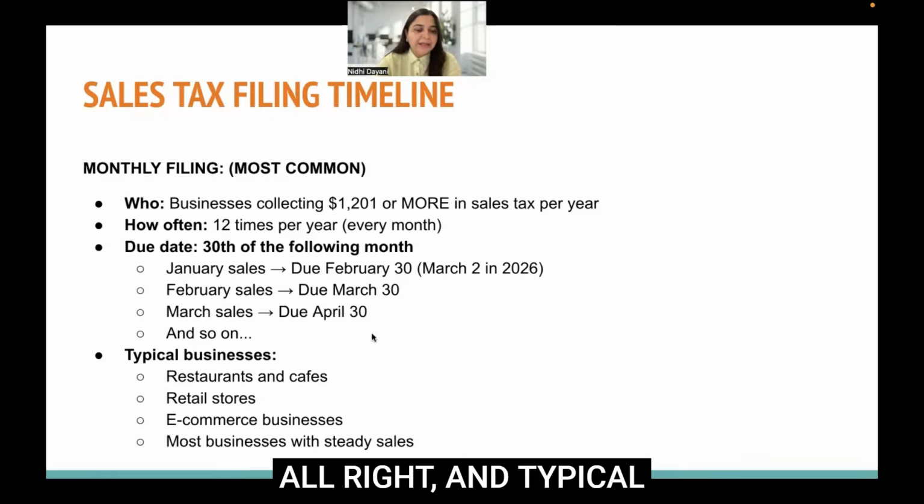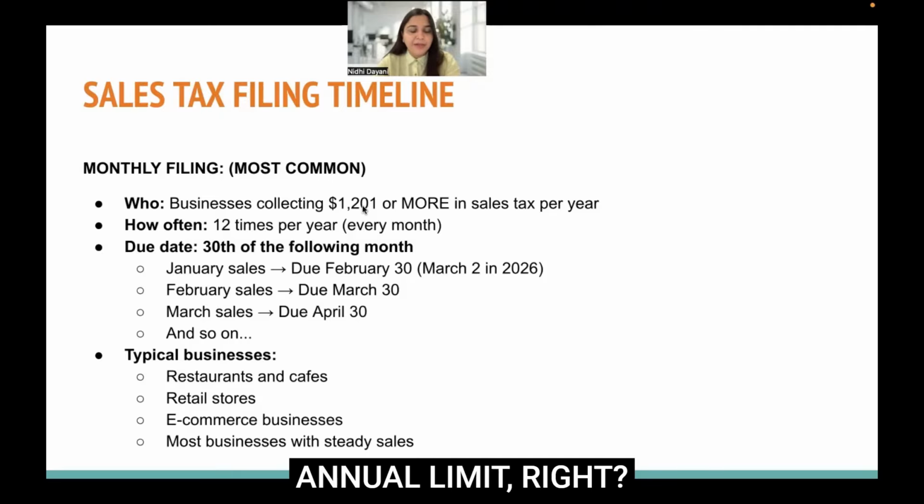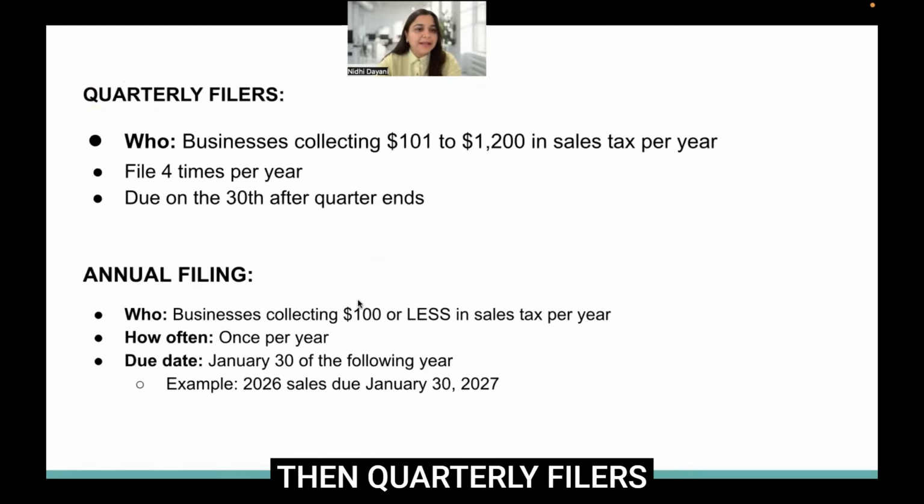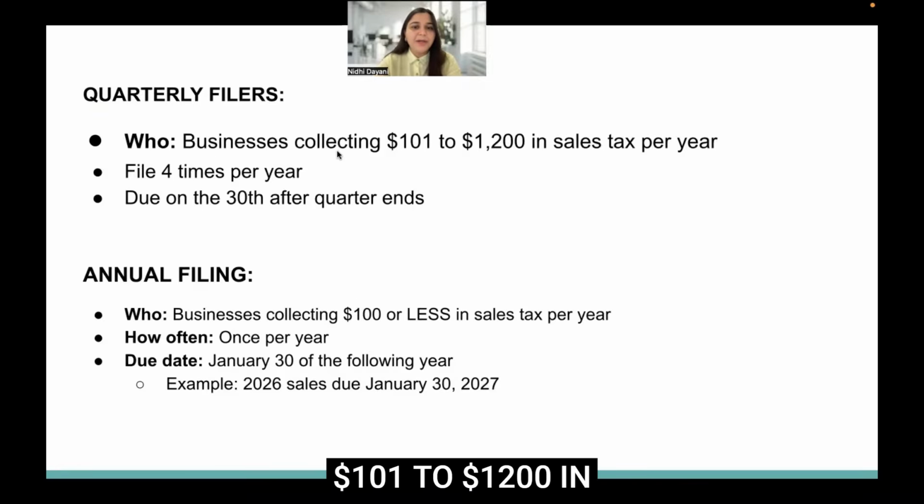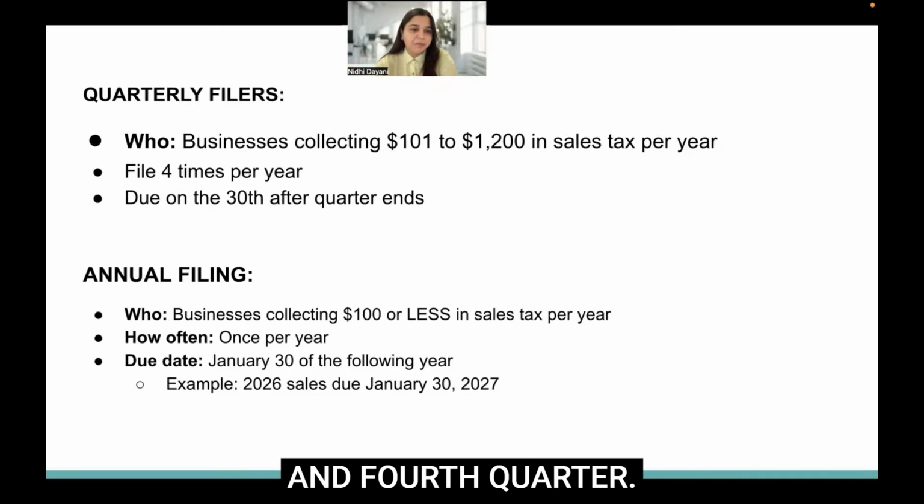All right. And typical businesses that you will see falling into this category are restaurants, retail stores, e-commerce businesses, basically anybody who has steady sales, because it's 1200 for the annual limit, right? Then quarterly filers are those businesses who are collecting 101 to 1200 in sales tax per year. So you will see that they have to file 4 times in a year. Again, they are due on the 30th after the quarter ends. So for the January, February, March quarter, they are due on April 30th. Same manner for the second, third, and fourth quarter.